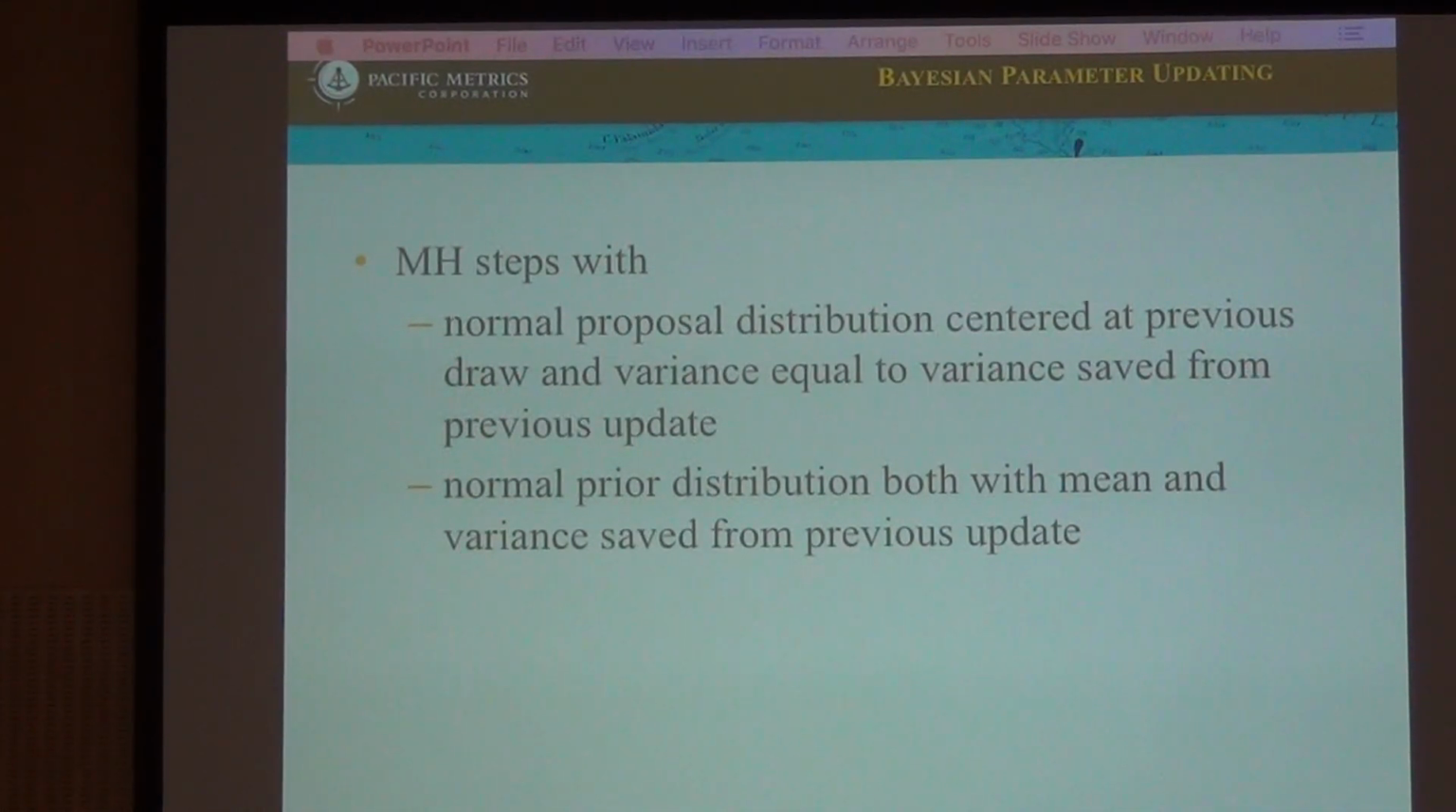So, the Metropolis-Hastings step needs a proposal distribution and a prior distribution. Well, the prior distribution is your current posterior distribution. It's sequential application. And what's the proposal distribution? The best proposal distribution is your current prior distribution. So let's assume both to be normal with the mean and the variance saved from the previous update. That's just the mean and the variance of the sample you have saved in the system, so that information is readily available.